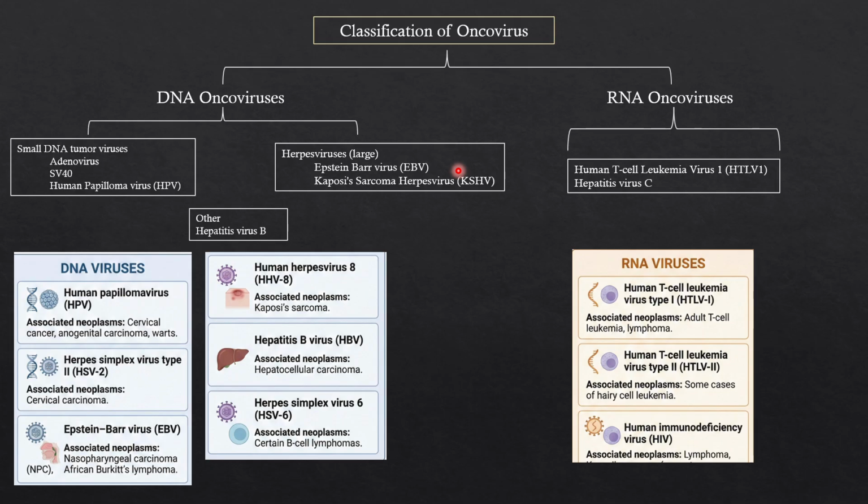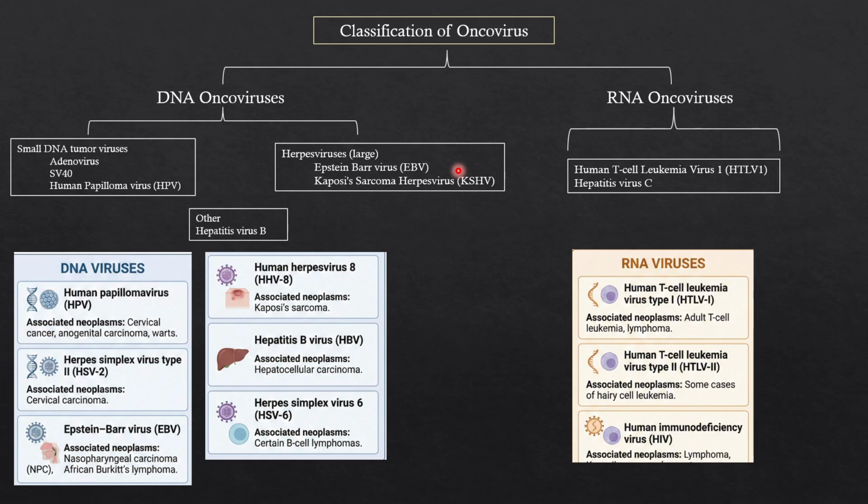So the DNA oncoviruses and the RNA oncoviruses are the two classes of oncoviruses. DNA oncoviruses can be classified further into small and large DNA oncoviruses. Some examples of the small DNA oncoviruses are the adenoviruses, SV40, and human papilloma viruses, whereas the herpes viruses are the large DNA oncoviruses, like EBV, Epstein-Barr virus, or the Kaposi sarcoma herpes virus. Other viruses like hepatitis B are also present.